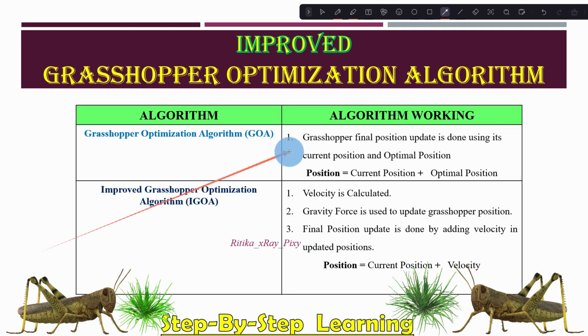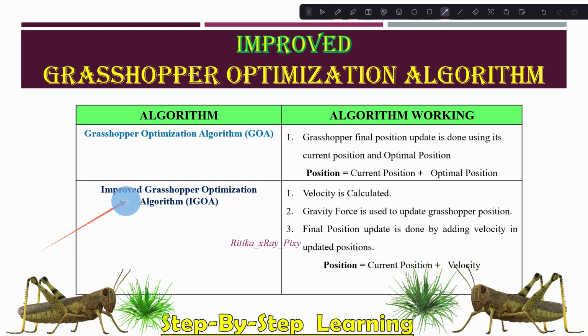In basic GOA, the agent's final position is updated using its current position and the global best position. In improved GOA, you can see here velocity is calculated, gravity force is also calculated, and then the agent's position is updated by adding velocity to the updated position. As you can see here, to the current position we are adding velocity.